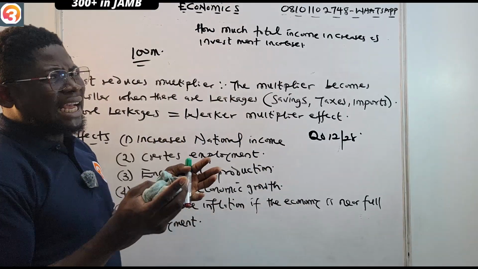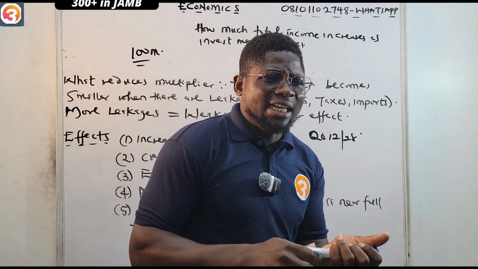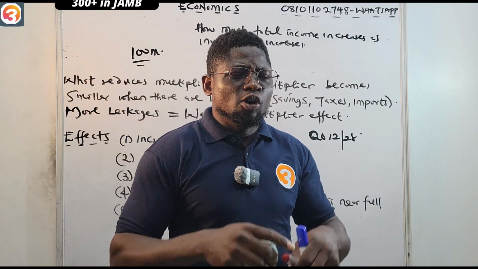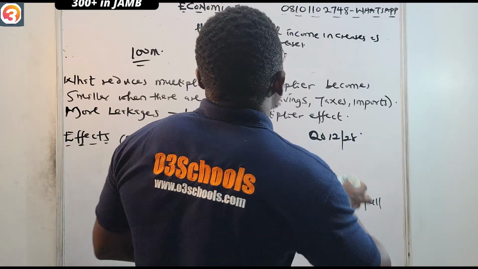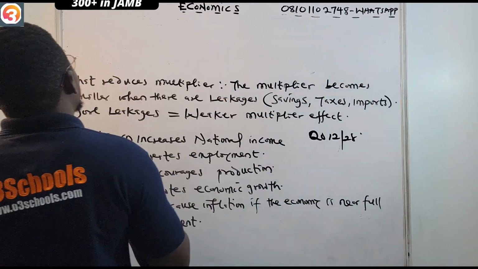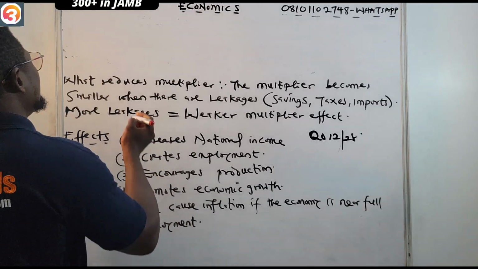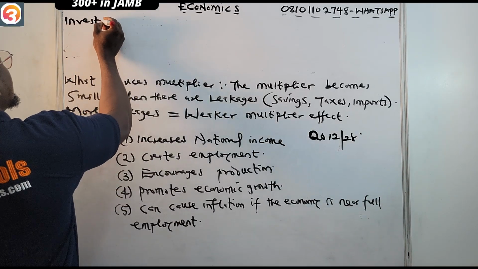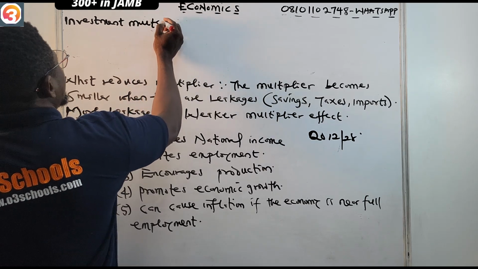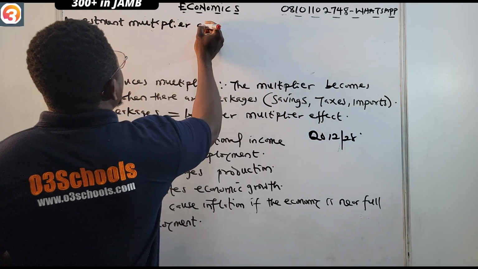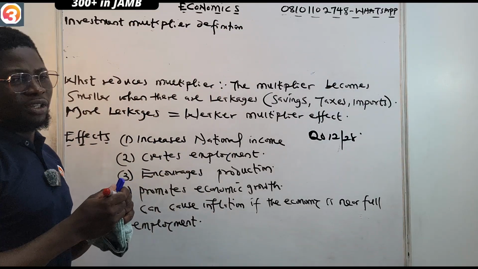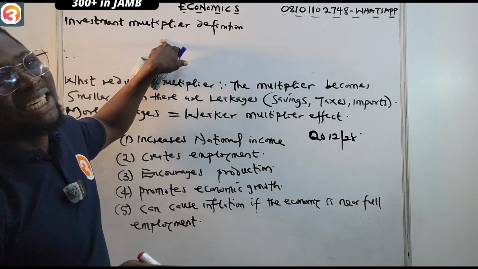And there are some terms that economists used to explain this multiplier effect, or to define it. Number one, I'm going to look at is the investment multiplier definition. We have the investment multiplier definition, the definition of the multiplier.